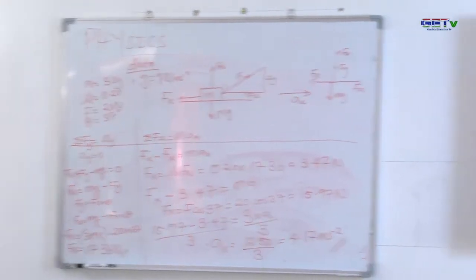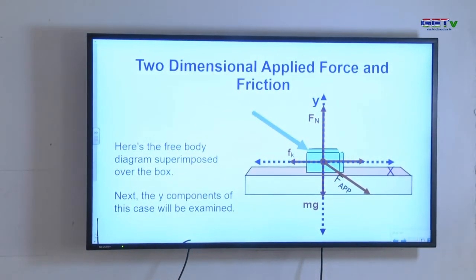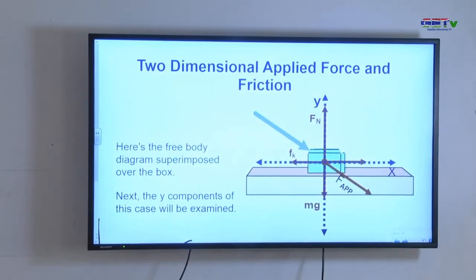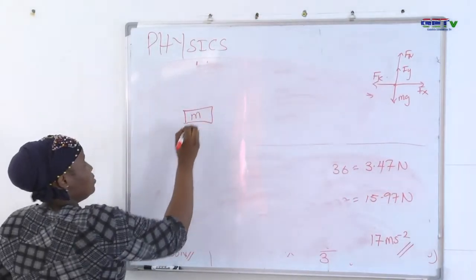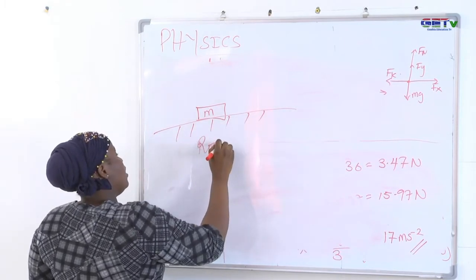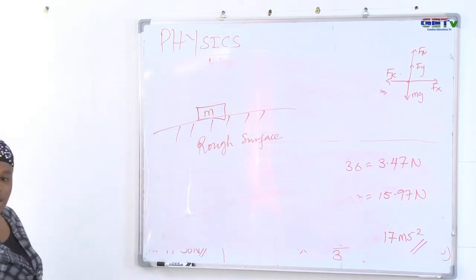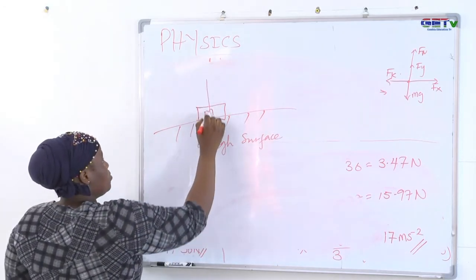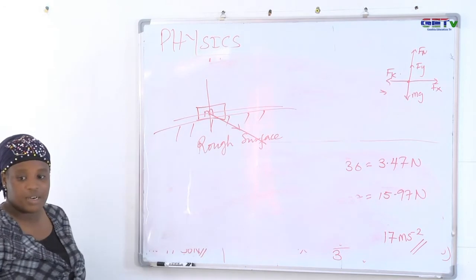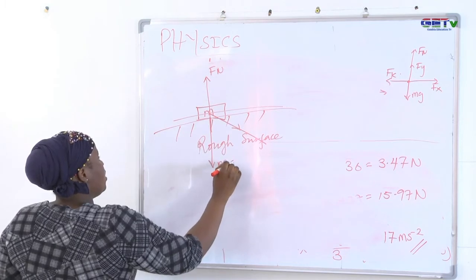We will take the diagram again. We'll draw a free body diagram like we did with the previous problem and identify the forces that are acting. That's the mass. It is resting on a rough surface, and that tells us friction is present. The forces acting will be an applied force. That's how the applied force is acting this time around. We have a normal force. We have a weight acting.